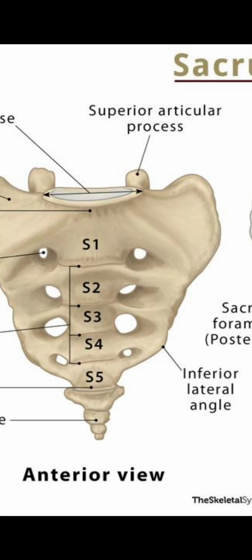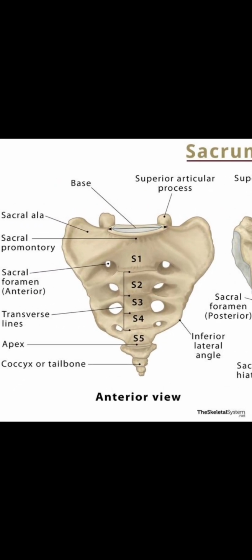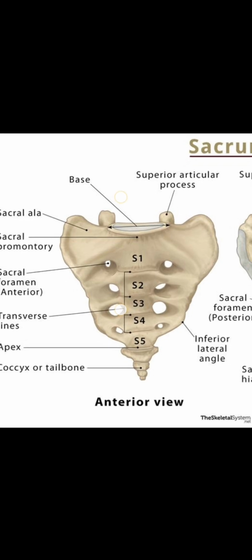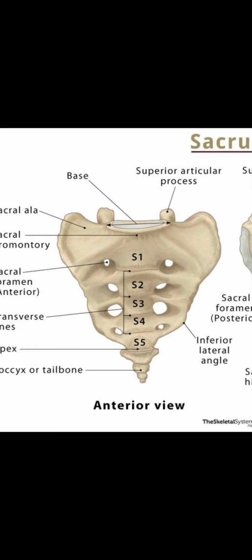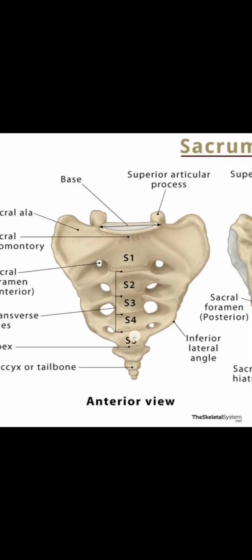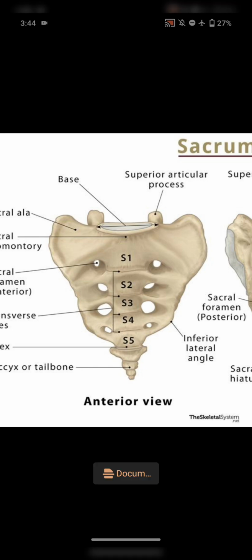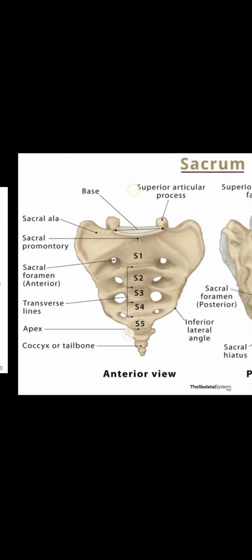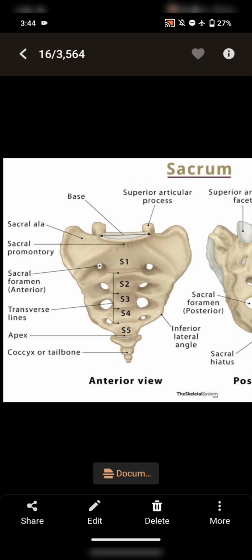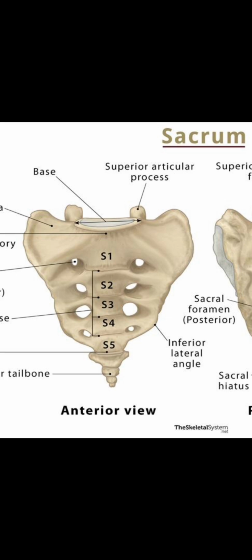The upper border of the first sacral vertebra is called the sacral promontory, and this concave anterior surface is called the hollow of the sacrum, and these two parts are called the wings or the sacral ala. 4 pairs of holes are there. These 4 pairs of holes are called sacral foramina, through which the nerves and cauda equina pass.